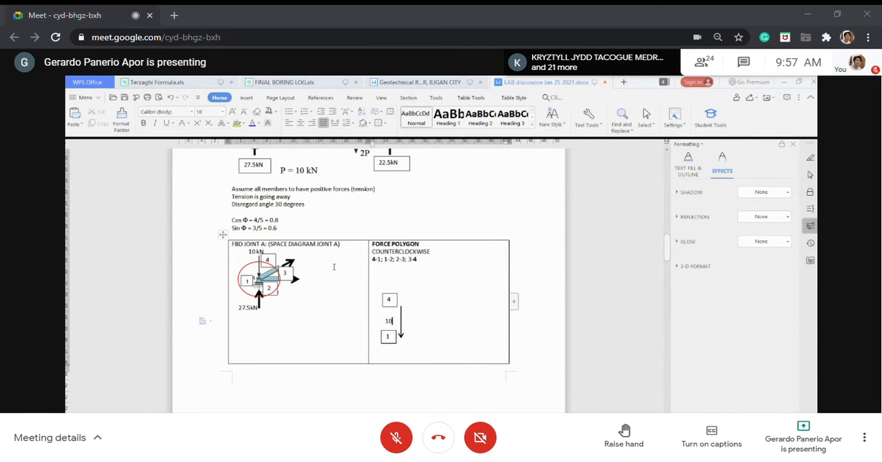Then, next is 1 to 2. 1 to 2 starts with 1. Then 1 to 2 is 27.5. You draw an arrow which is 27.5. That's the line of action of the reaction. 1 to 2, 27.5 is a lot longer than 10. In fact, if you scale it, that's 2.75 times longer than the first arrow.